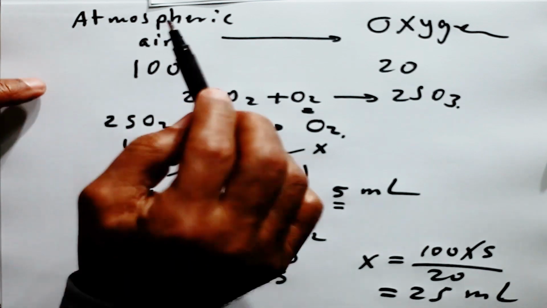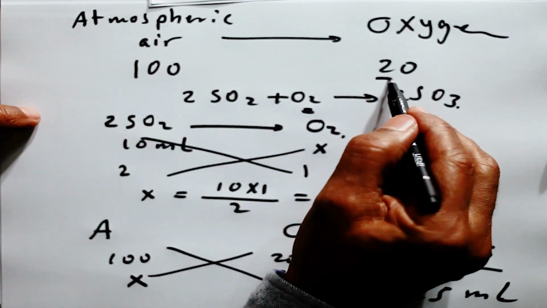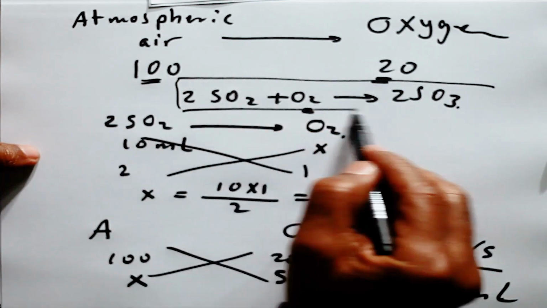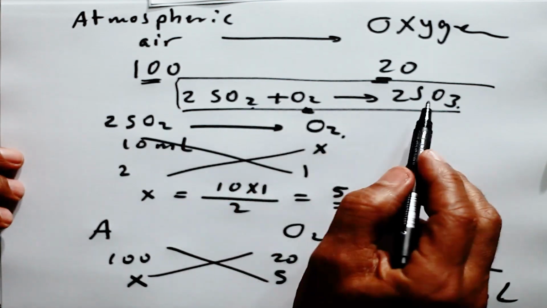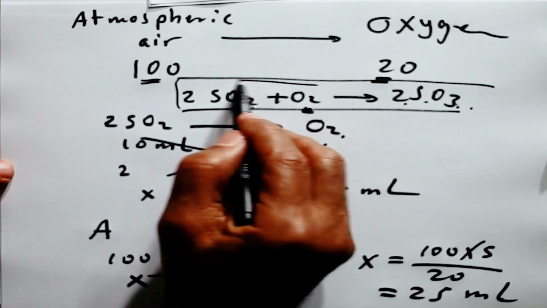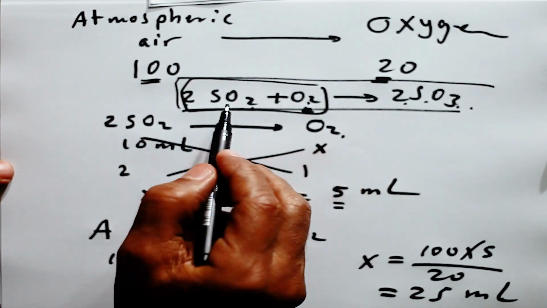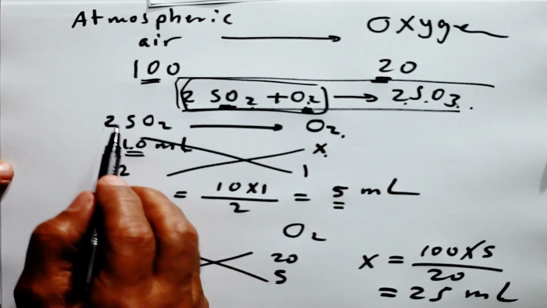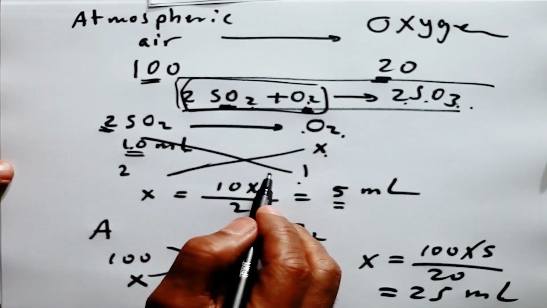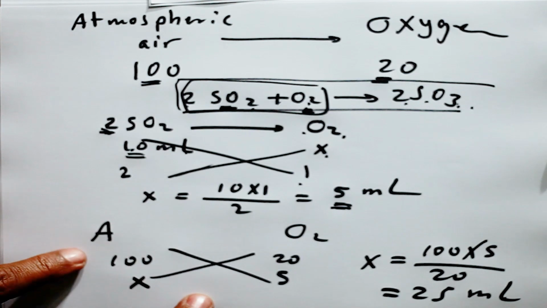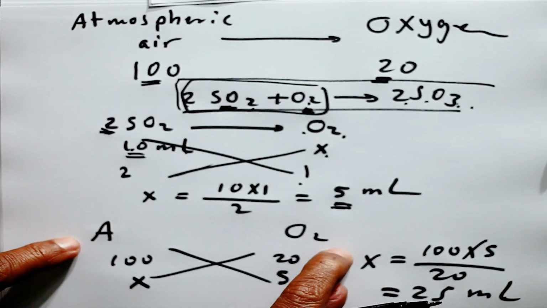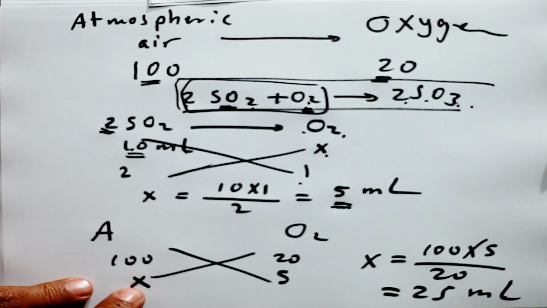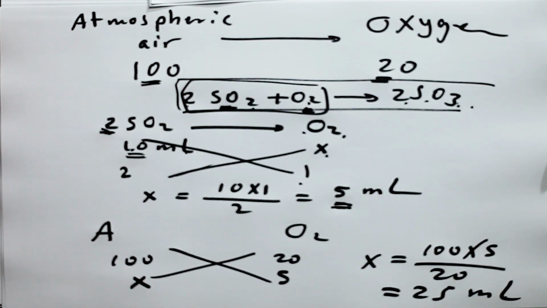mL. Again, atmospheric air contains 20% oxygen: 100 contains 20. From the equation, 2SO2 plus O2 produce 2SO3, we get the volume of oxygen that reacts with SO2 when we have 10 mL. 10 mL reacts with X, 2 moles react with 1. Cross multiplication gives 5. Returning to the first relation: atmospheric air contains 20, 100 contains 20, so 5 in X equals 25 mL.